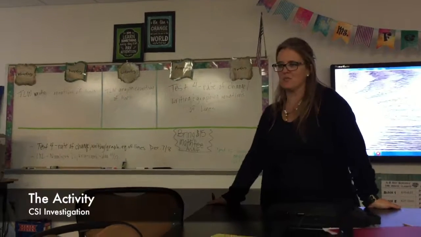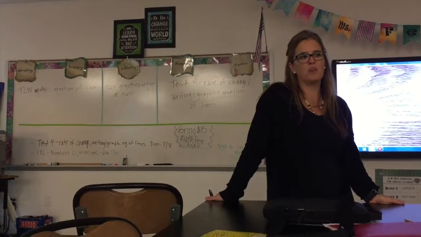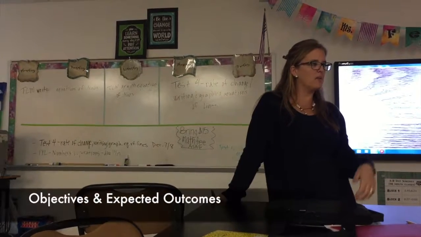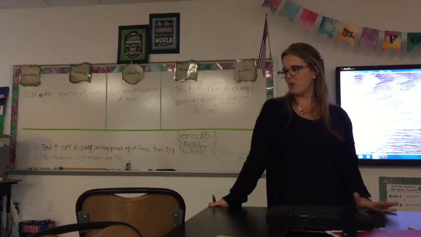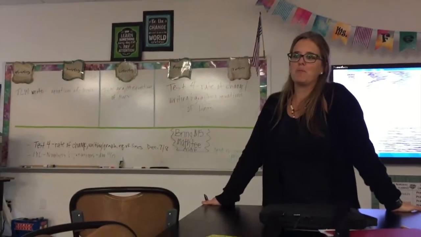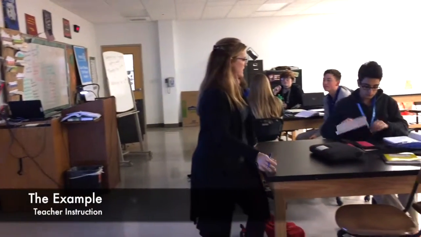Write equations of lines, we're going to do a CSI activity and solve for the y. We'll also be given 2 points and solve for y, solve for the slope, and then put in slope-intercept form. Sometimes you're going to be given point slope form and you have to solve for y. So by the end, you should all know how to solve for y. So we're going to do number 1 together.